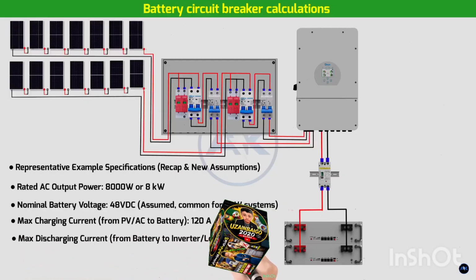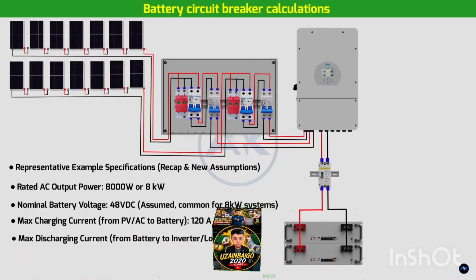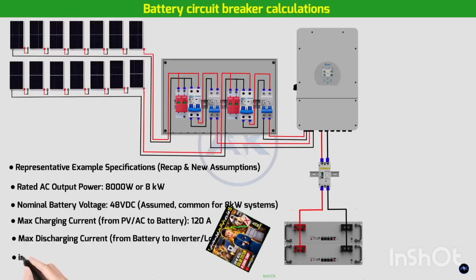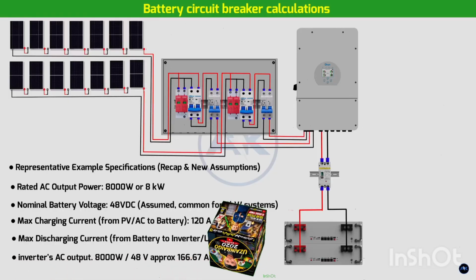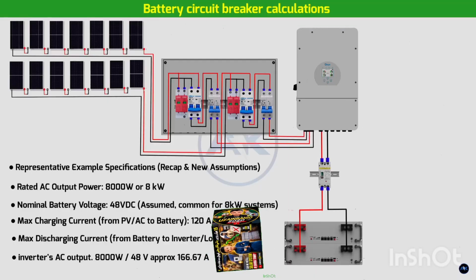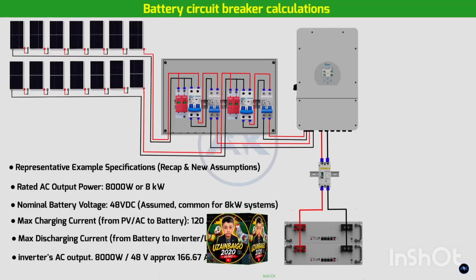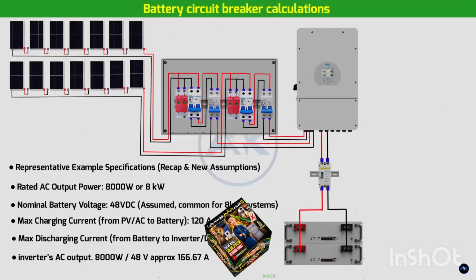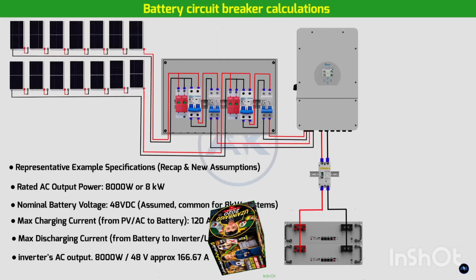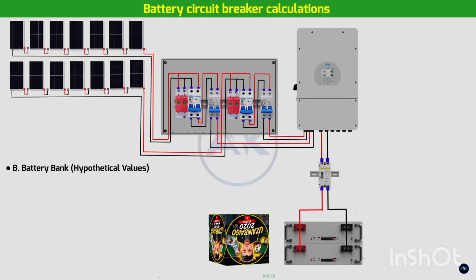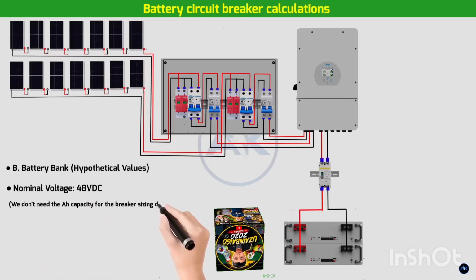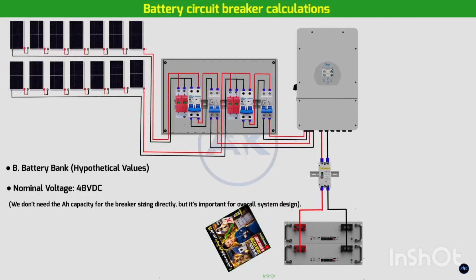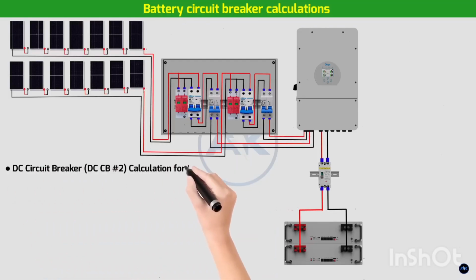Max discharging current from battery to inverter, not load: 190 amps. This can be calculated from the inverter's AC output, 8000 watts divided by 48 volts, approximately 166.67 amps. Inverters often have a higher maximum discharge current listed to handle surges. Let's use a slightly higher value like 190A as seen in some datasheets. B. Battery bank, hypothetical values. Nominal voltage, 48 VDC. We don't need the Ah capacity for the breaker sizing directly, but it's important for overall system design.